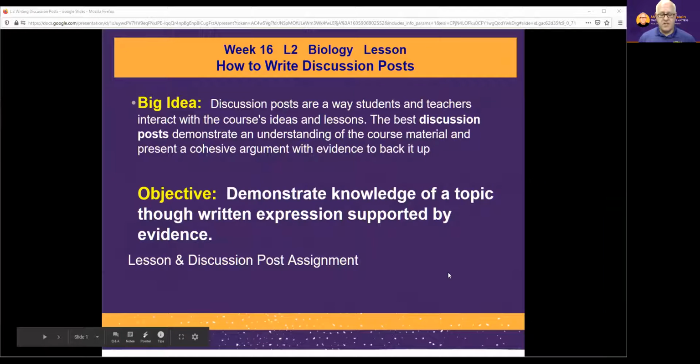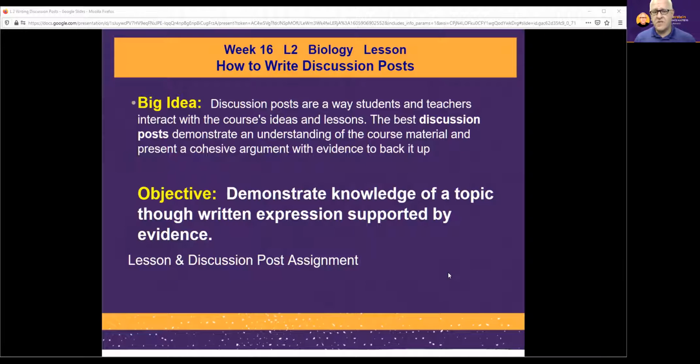So our lesson here is to help you understand how to write a discussion post. And a discussion post is a way that students and teachers interact with the course's ideas and lessons. And the best discussion posts demonstrate an understanding of the course material and present a cohesive argument with some evidence to back it up. Now, normally in a classroom session, we would have a discussion back and forth, but a discussion post shows your conversation, what you're talking about, in written form posted to your Google Classroom.